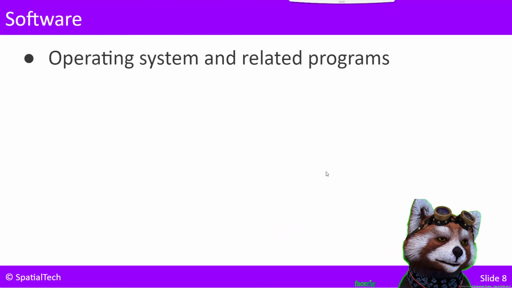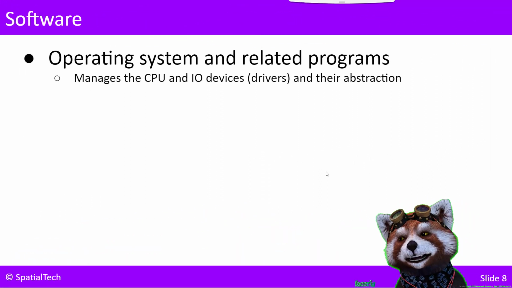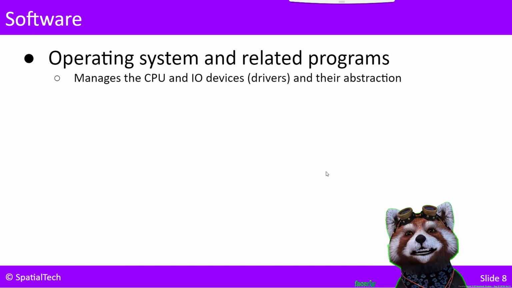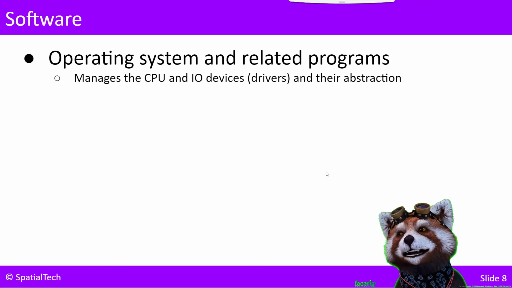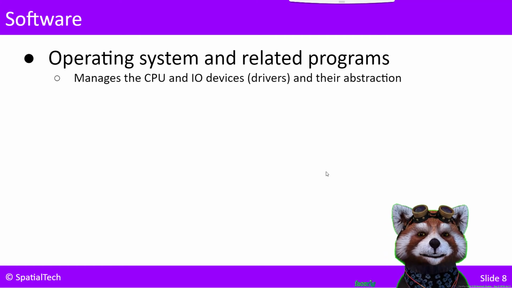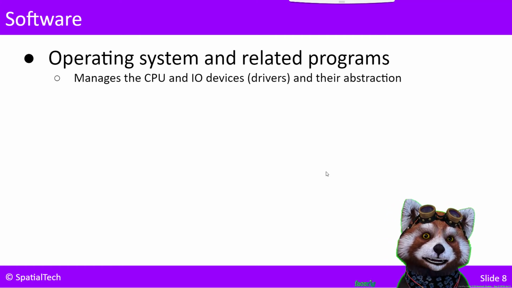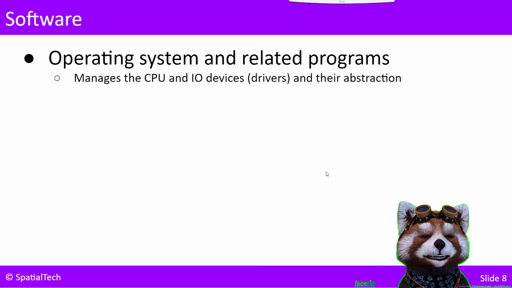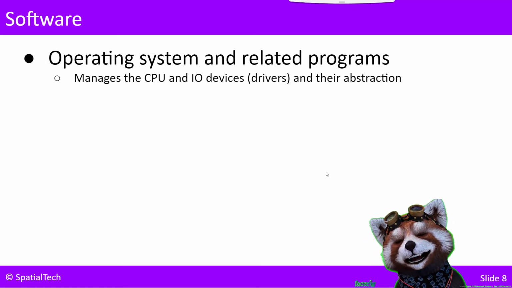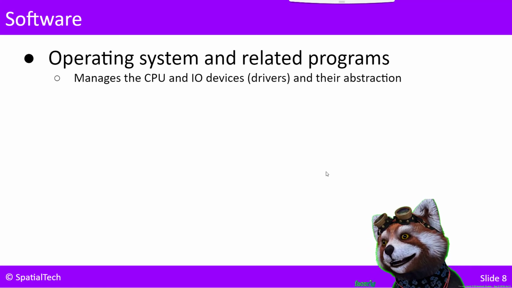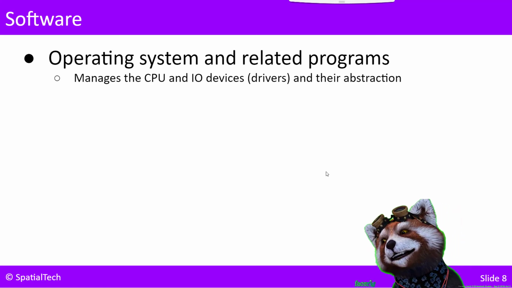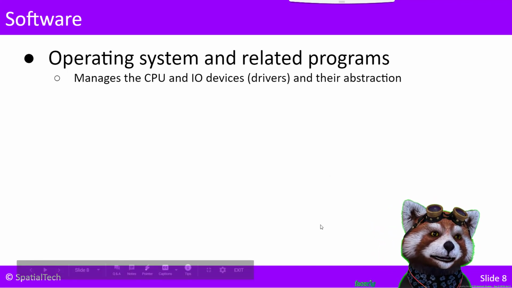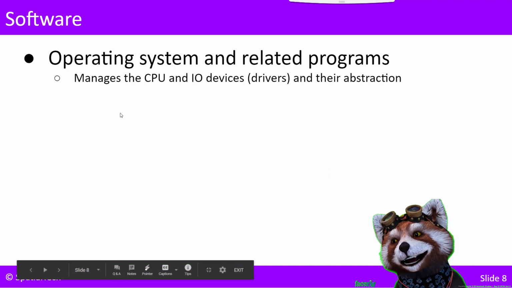Okay, there's software in that. And so the operating system and related programs that manages the CPU and I/O devices. So there is this layer underneath all your apps like ArcMap that manages the mice and the drives and the RAM and that. And so that's called typically the operating system, right? Who's allowed to use the CPU and how much, and who goes to the GPU to get something done. And also their abstraction.